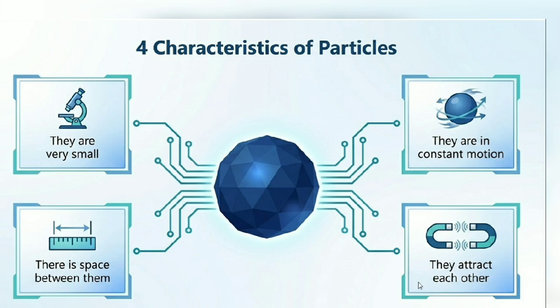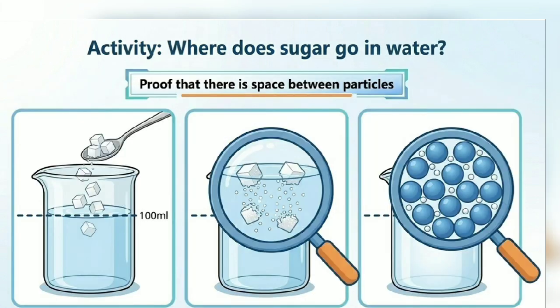Now, let us understand each property with examples. Okay. So, first one is sugar in water. Sugar in water activity. First, take a glass of water, add a spoon of sugar and stir it. What happens? The sugar seems to disappear.